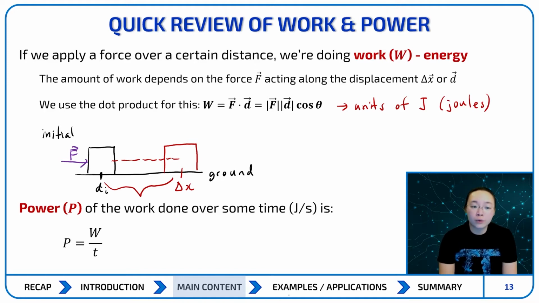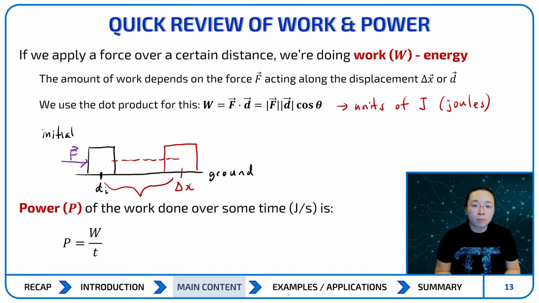If your force and your distance are not in the same direction, then you can use cosine of theta and use the exact same method that I used before for torque. So now that we have work covered, we can go through power. So power basically is how much work is done over a certain amount of time. So you just divide the work by t for time. The units are joules per second.